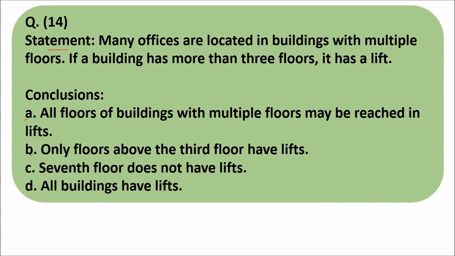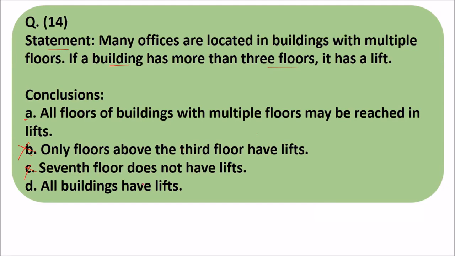Now the first, all floors of buildings with multiple floors may be reached in lifts. Let's see, okay, we are not able to deduce directly. Let's see what it is. Option B, only floors above the third floor have lifts. Now they have given that if the building has more than 3 floors, it has a lift. That means the building has a lift, and that lift can go to any floor. So this is not correct, that only floors above the third floor have lifts. So if there are more floors above the third floor, then the building will have a lift, and the lift can go to any floor. Okay. Now the 7th floor does not have lifts. This is again false, because 7 is greater than 3, so the building must have a lift.